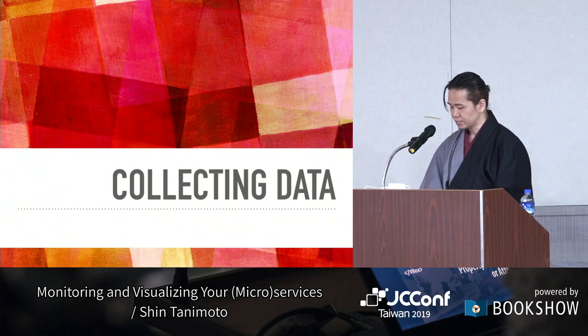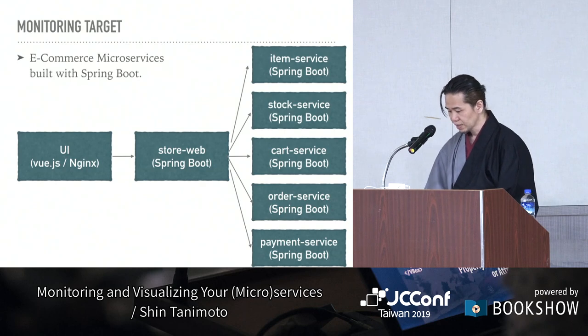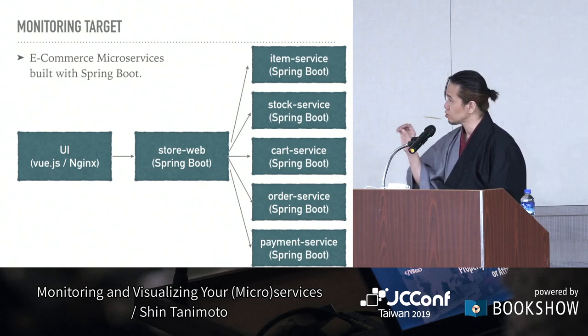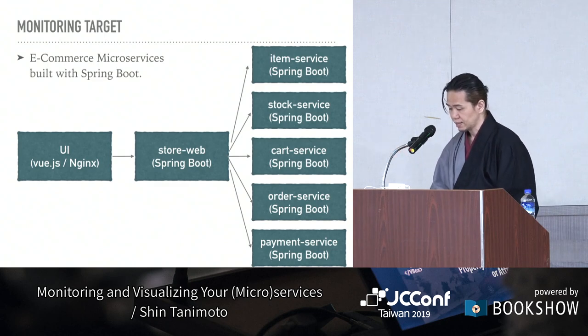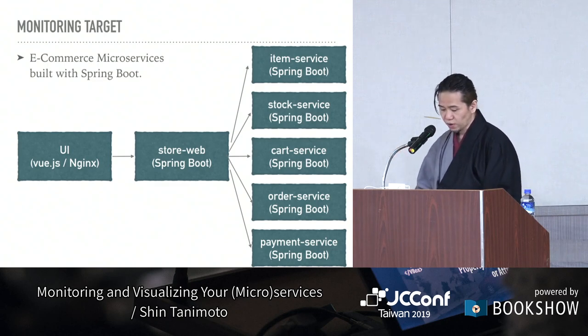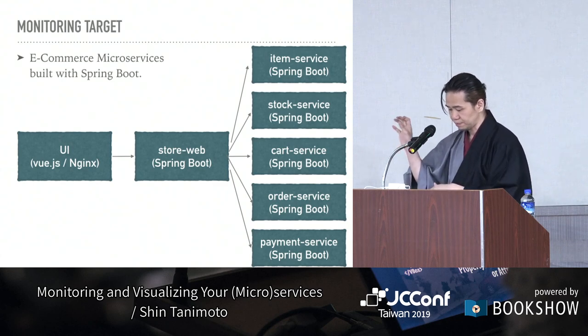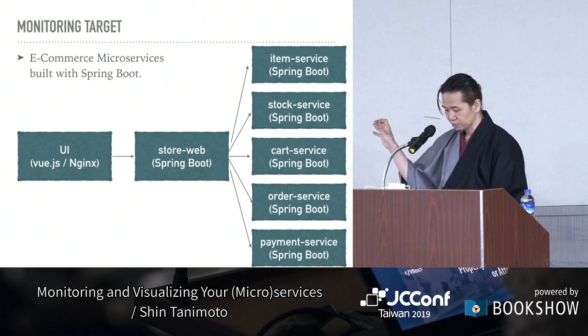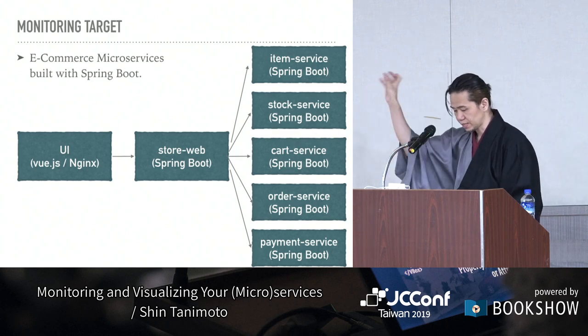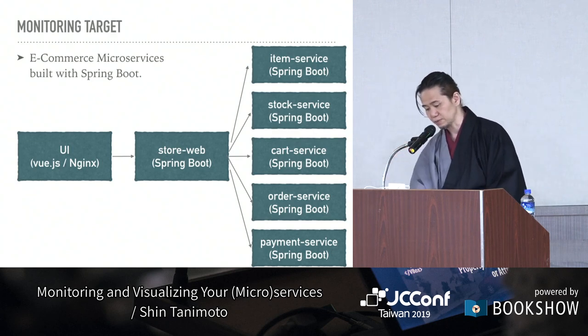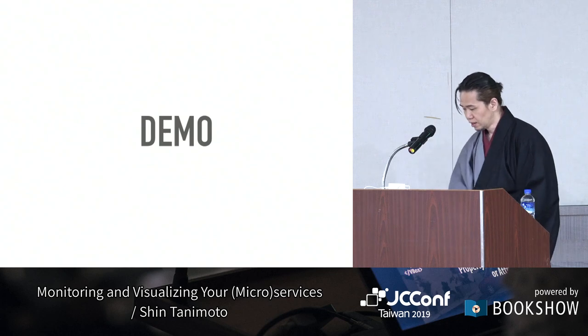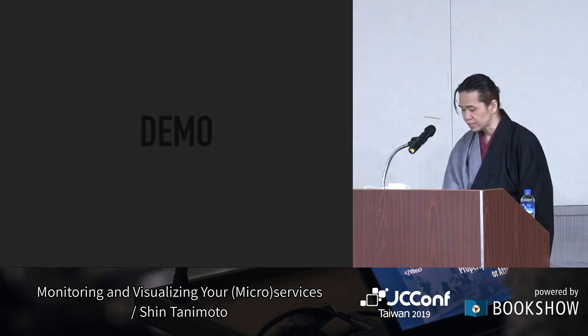Okay, first, I'd like to think about what kind of data we should collect. In this session, I assume that microservices of a simple e-commerce, EC site, are being monitored. The UI is Vue.js, which calls a backend service called the Store Web, which calls several microservices built on Spring Boot. Okay, let's move on to the demo.